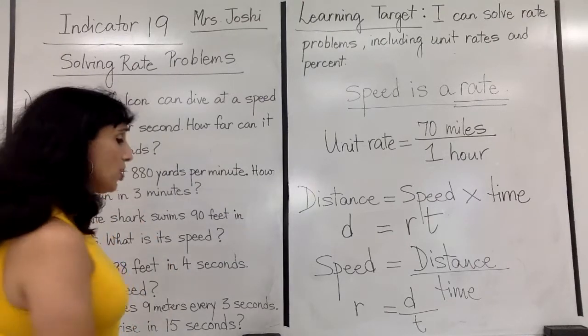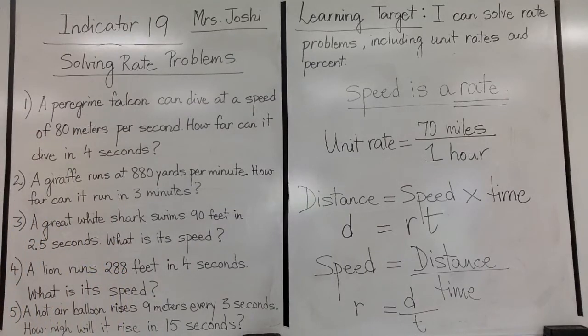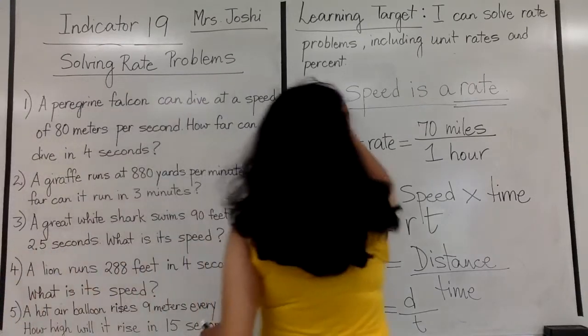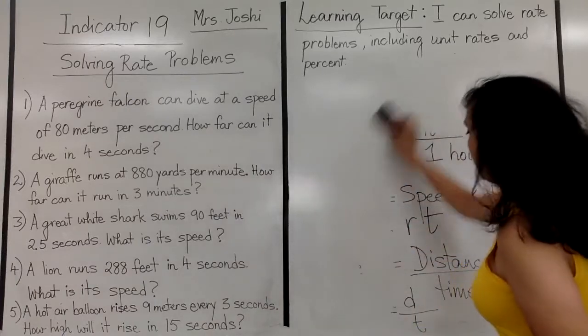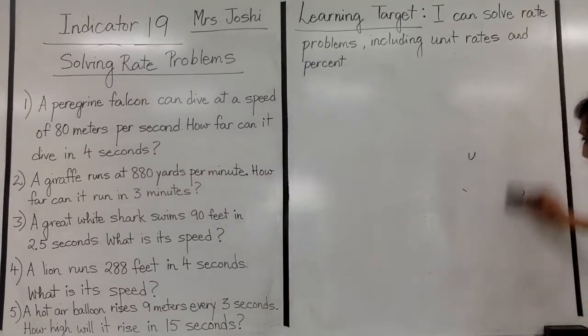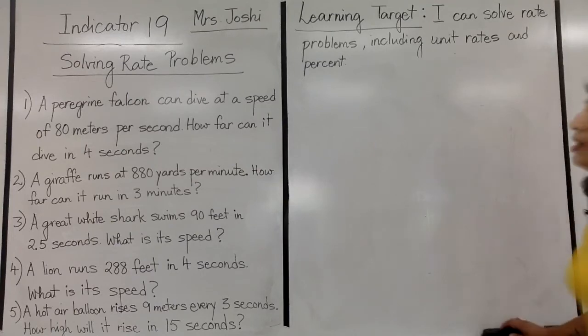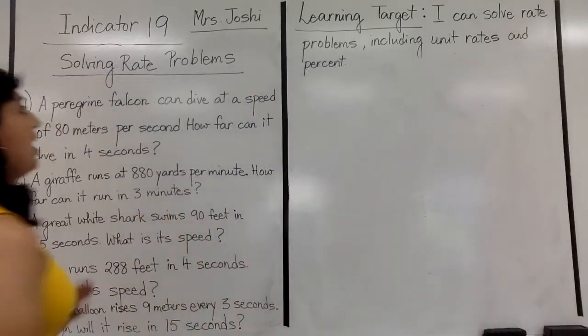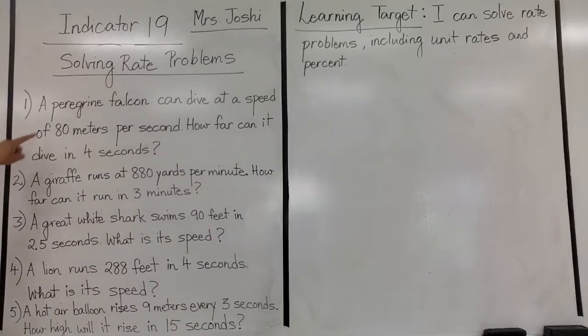So let's go ahead and solve some problems relating to finding either the distance or the speed of an object. Let's take the first question. A peregrine falcon can dive at a speed of 80 meters per second. How far can it dive in 4 seconds?